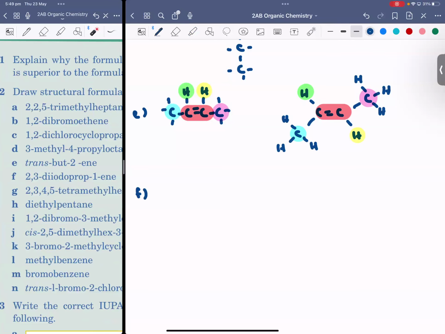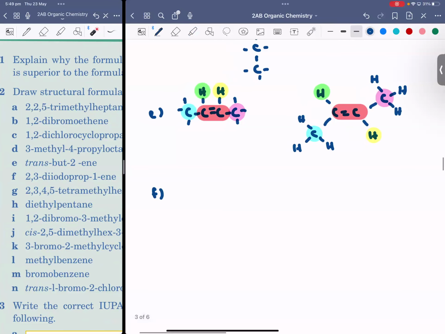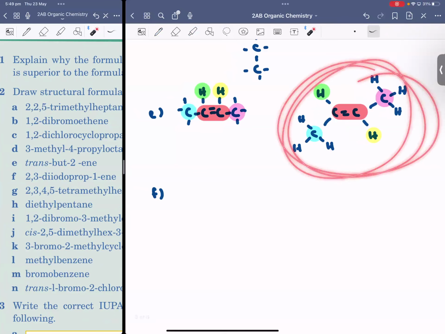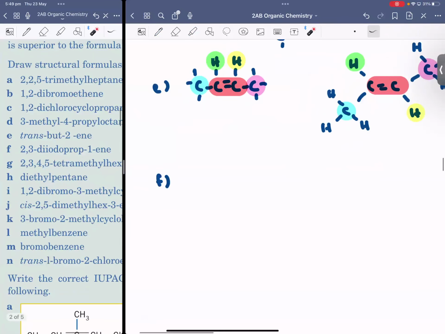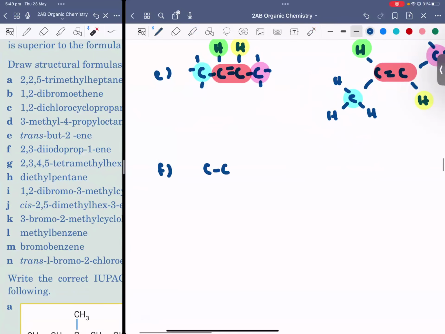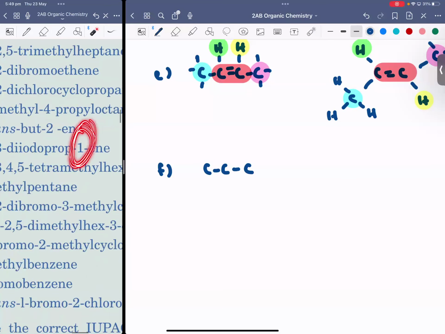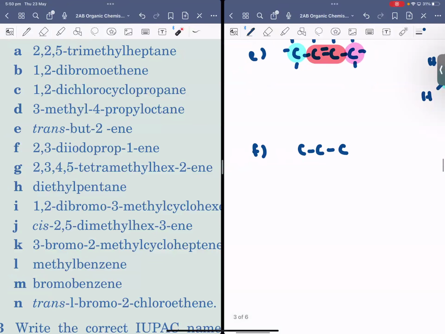Next one, no, we just did that. Okay, so that's what they want in the test. Okay, that's the trans picture. All right, diiodopropene. 1, 2, 3. Guys, I don't know why they're saying propene. Where else could the double bond go? Nowhere else, right? To show that the origin is common.